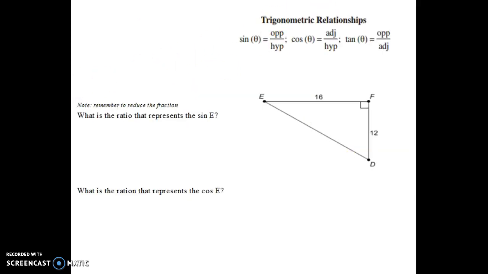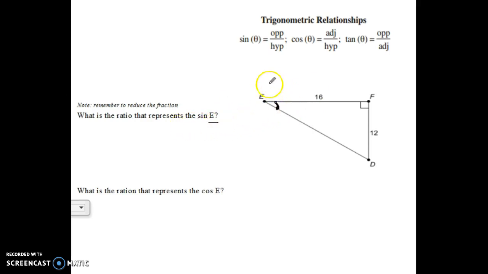The other two questions are going to ask you how to find the sine and how to find the cosine. Now, the only difference with this one, all right, so let's look at the sine of E. Let's look at angle E right here. Okay, so we're talking about this angle.